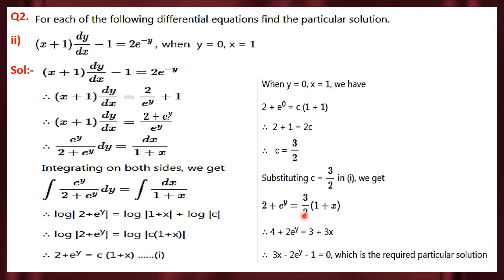Now 2 plus e raised to y is equal to 3 upon 2 into 1 plus x, or we can take this 2 to the LHS, then it will become 4 plus 2 into e raised to y is equal to 3 plus 3x. Now take all the terms to one side. It is 3x minus 2 e raised to y, and 3 minus 4 is minus 1. So 3x minus 2 into e raised to y minus 1 is equal to 0, which is the required particular solution.